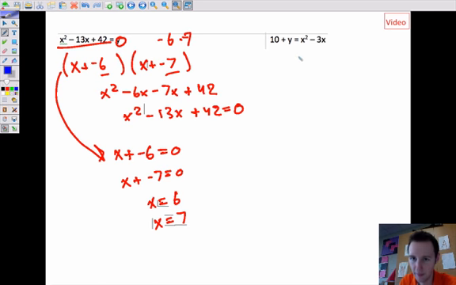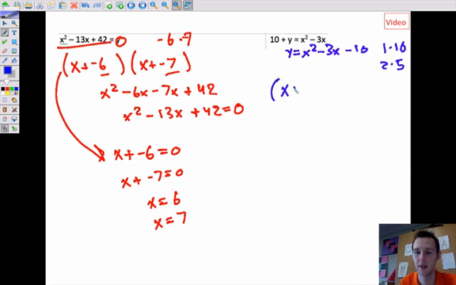Last example then. First I just need to move that 10 over. So I actually get y equals x squared minus 3x minus 10. So starting to factor, looking for factors of 10, I've got 1 times 10, 2 times 5. Take a look at this middle term for a second. Since that's negative and this is negative 10, that means one of these two factors is going to have to be negative. So it's going to be x plus negative something times x plus something.